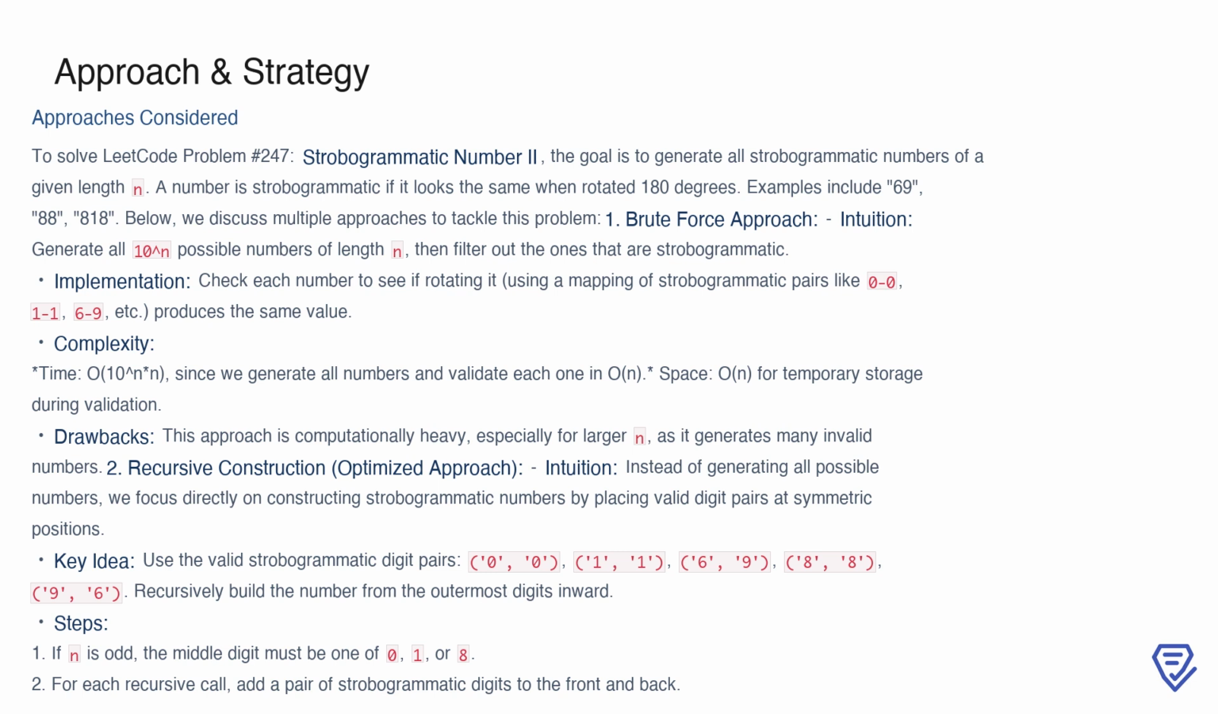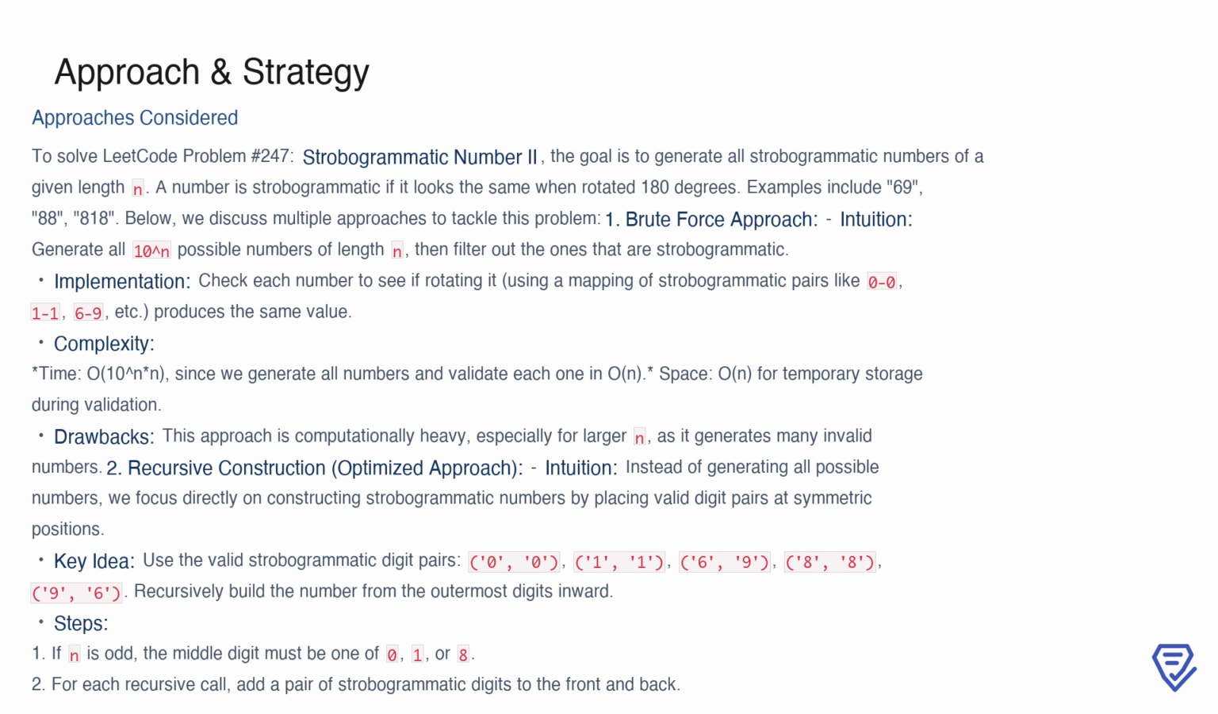However, the time complexity of this approach is O(10^n * n), as it generates all possible numbers and validates each one, making it computationally expensive for larger values of n. Additionally, it requires O(n) space for temporary storage during validation. This inefficiency stems from the fact that it generates many invalid numbers, which we have to discard.